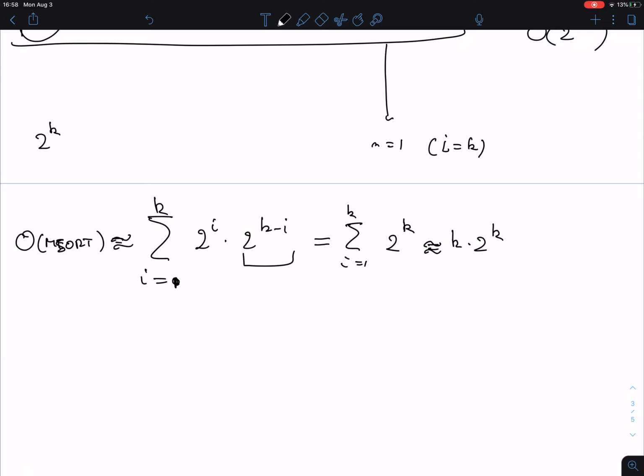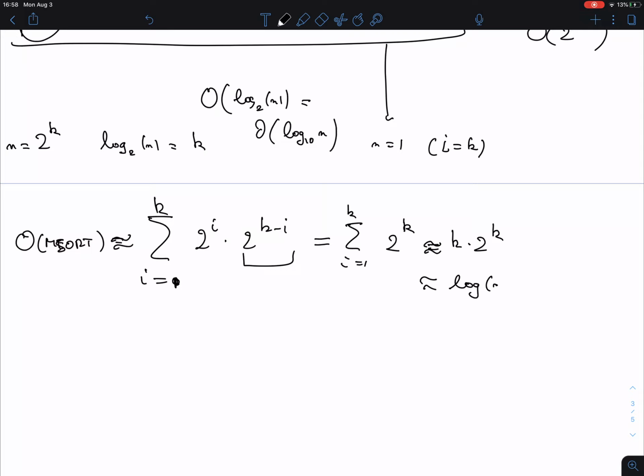Now, what does this mean? So n is 2^k. That means that log 2 of n is k. In computer science we assume that the log is the log base 2. By the way, the O of log 2 of n is the same as the O of log 10 of n. So in some sense, when we talk about complexity, it doesn't matter what the base of the logarithm is. So this is log n, and 2^k is just n.